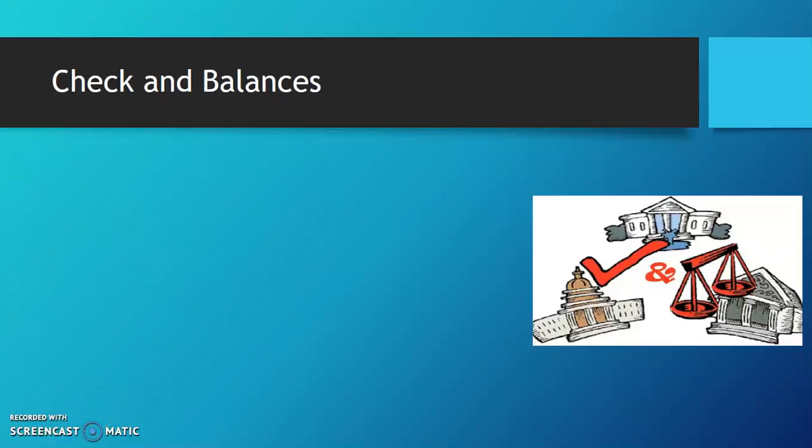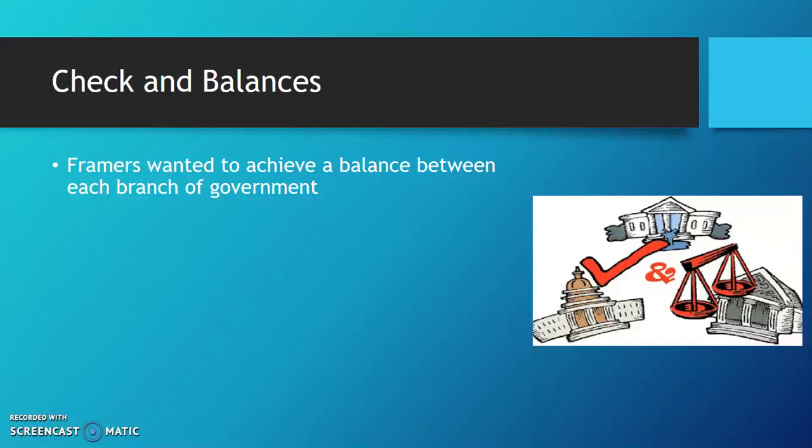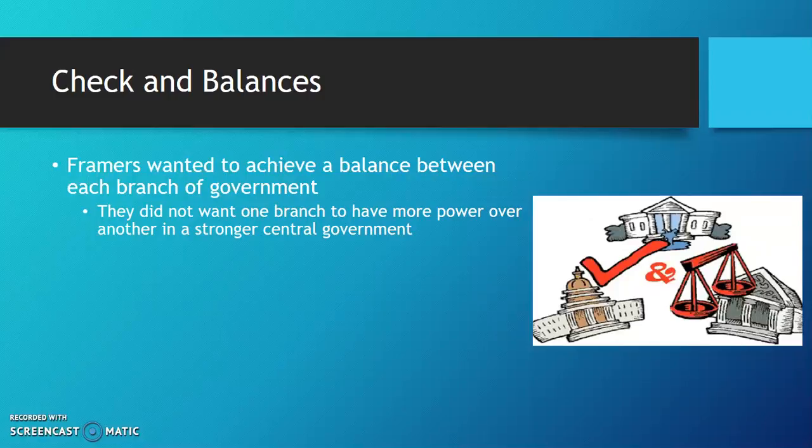Now that we have learned about the three branches of government, it's going to be very important to us to learn how these three branches intermingle between each other and how they balance each other out. Because we know that the framers wanted to achieve some sort of balance between each branch. They did not want one branch to have more power over another in a stronger central government, because they knew that was going to be dangerous.